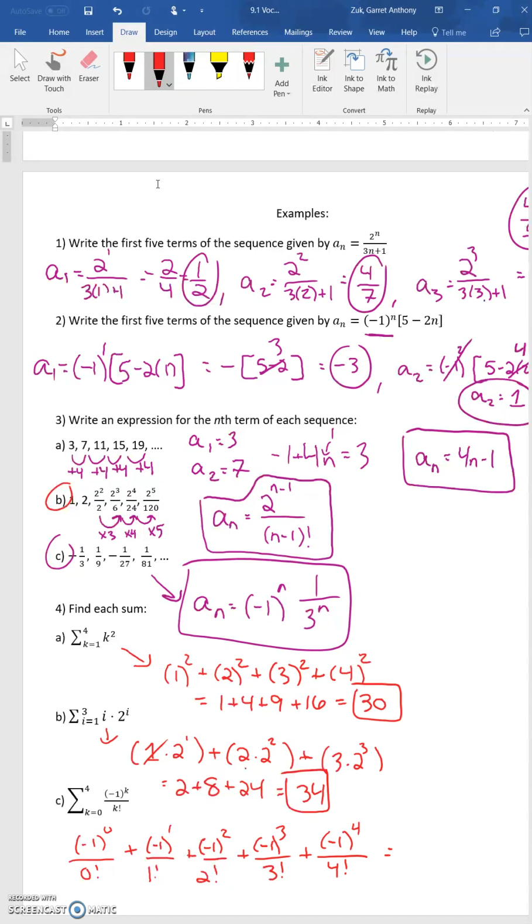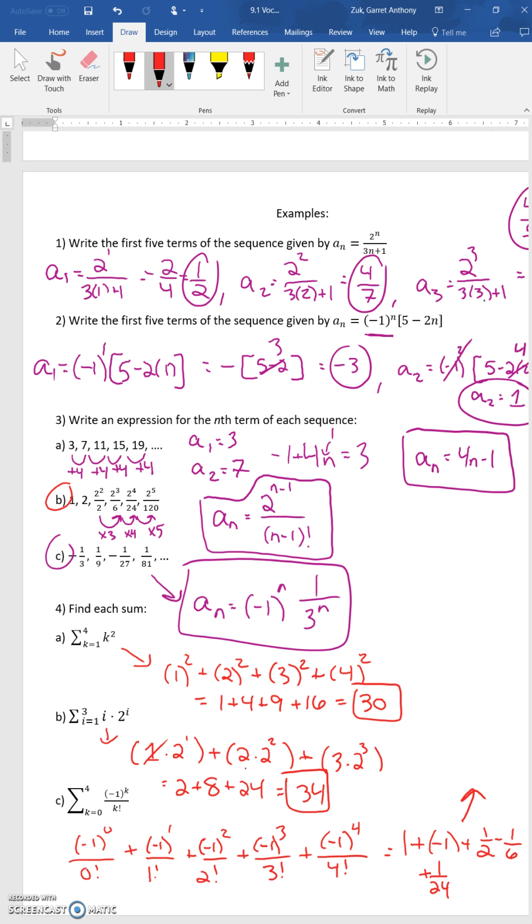Starting over here, evaluating from the left. Anything to the 0 power is 1, so that's 1 over 1, which is just 1. Now we have negative 1 over 1, so that's negative 1. Negative 1 squared is 1 over 2. Now we've got negative 1 cubed over 6, so that's minus 1 over 6. Then we'll squish this in: plus 1 over 24.